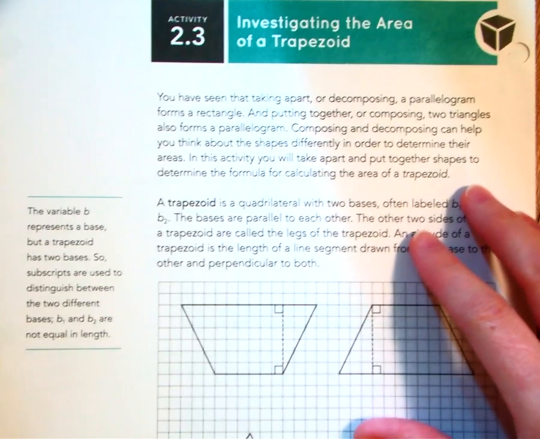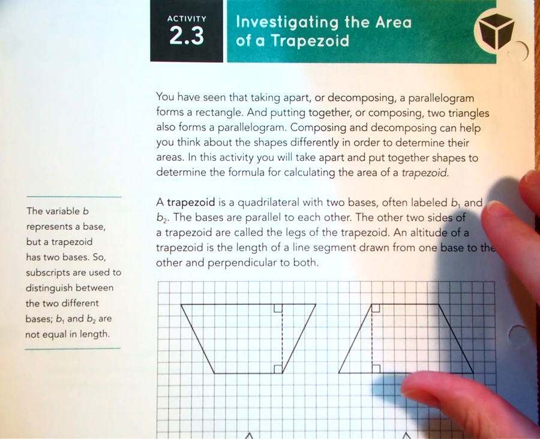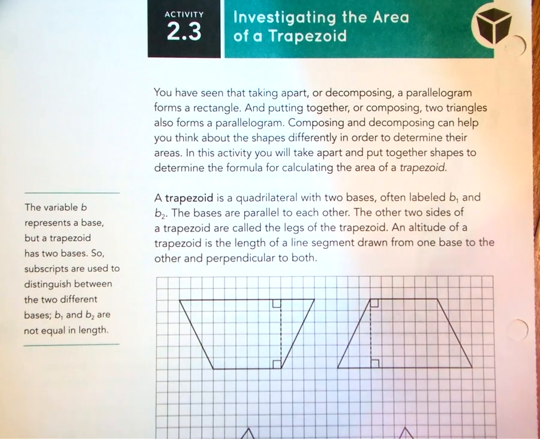As you have seen, taking apart or decomposing a parallelogram forms a rectangle. You've seen that in a few videos. And putting together or composing 2 triangles also forms a parallelogram. Composing and decomposing can help you think about the shapes differently in order to determine their areas. In this activity, you will take apart and put together shapes to determine the formula for calculating the area of a trapezoid. The trapezoid is a quadrilateral with 2 bases, often labeled B1 and B2.